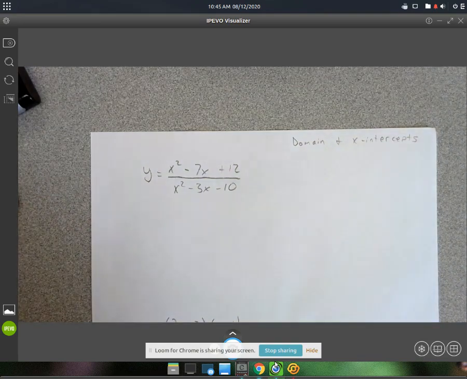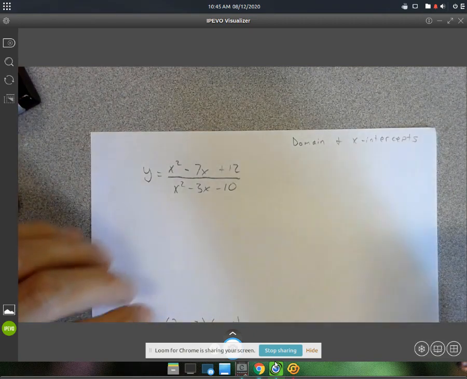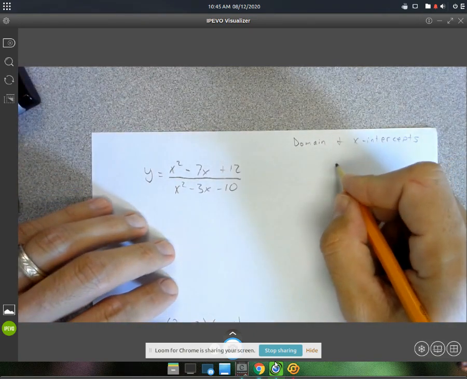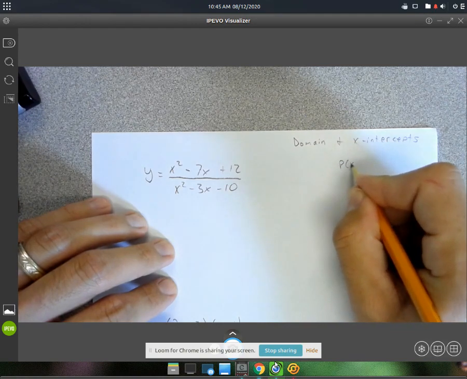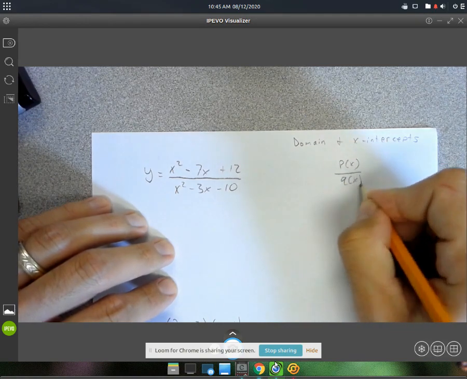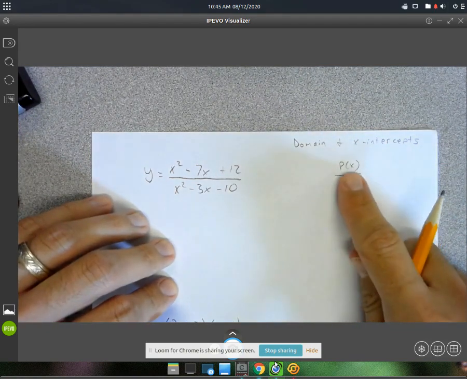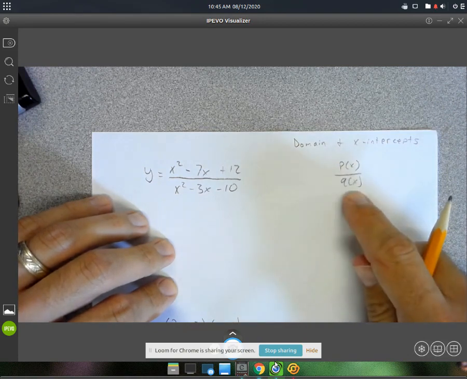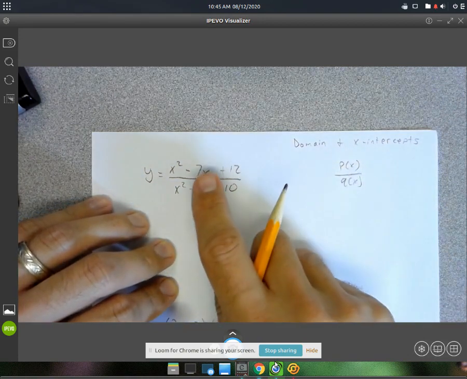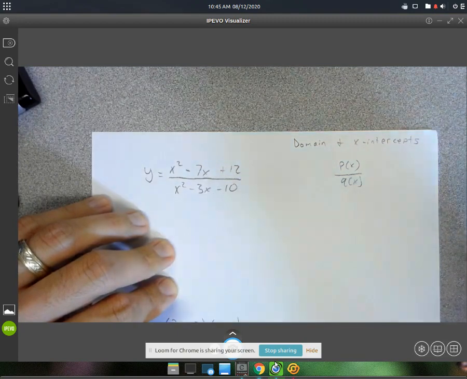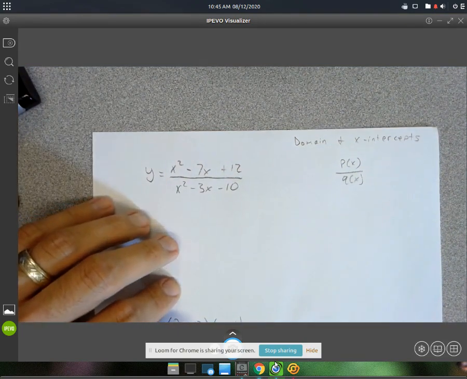In this video, we're going to be looking at rational functions. Now, a rational function is basically any function p of x over q of x in this form, whenever you have a polynomial on the top and bottom. All right, so we have a quadratic on top and bottom, so this is considered a rational function.